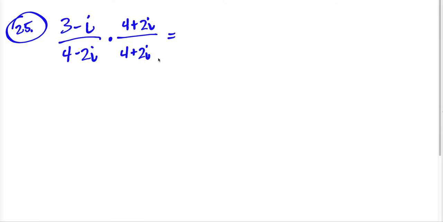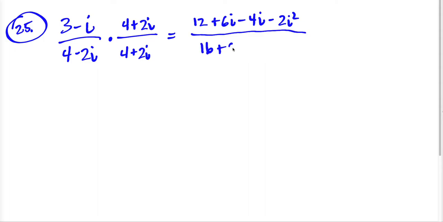Okay? And then you end up doing a lot of FOILing. The hardest part of this problem generally is knowing what to multiply by, because that'll determine everything. So if I FOIL out the top, I get 12 plus 6i minus 4i minus 2i squared. Bottom, I get 16 plus 8i minus 8i minus 4i squared. And then I go to work simplifying things. These cancel. These turn to -1.